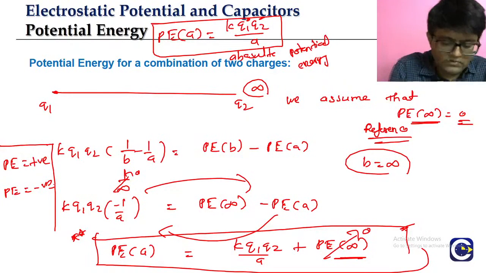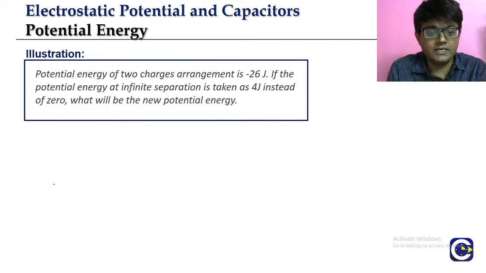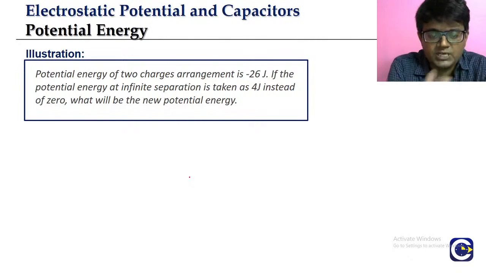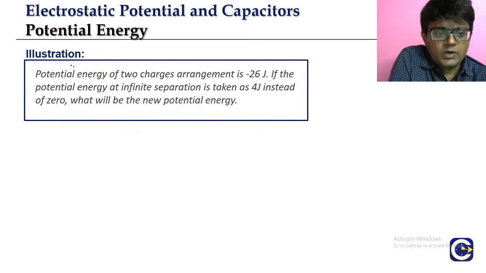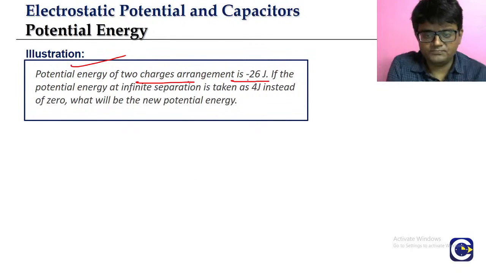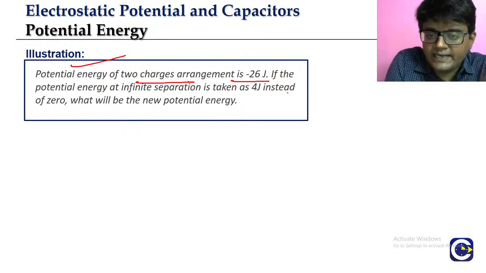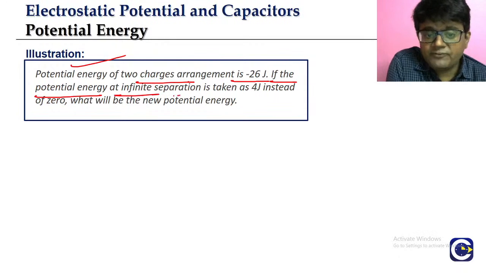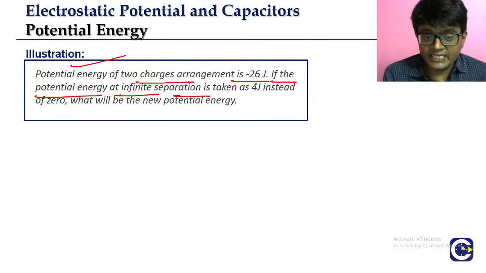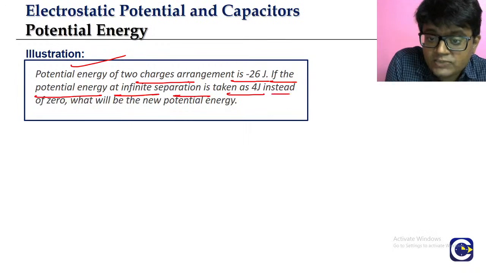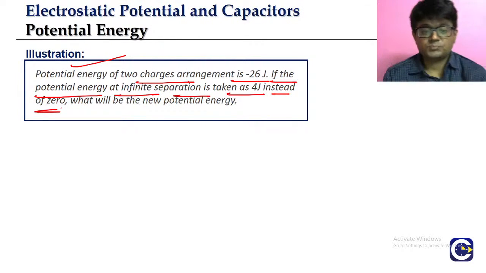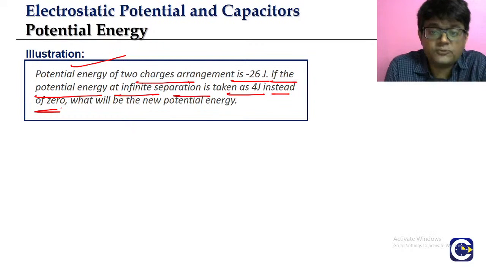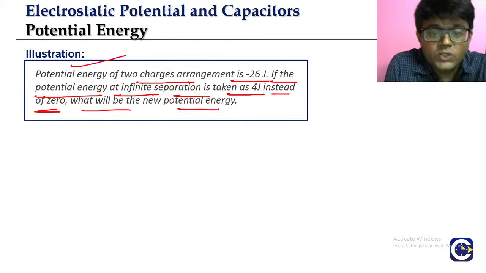Okay வா, now just look at this question. No, நான் சொன்ன தெரியுமா, அந்த reference change பண்ணா என்ன ஆகும், like when you change the reference, potential energy term is dependent upon the reference base பண்ணி தான் potential energy ஓட value வரும். இங்க பாருங்க, potential energy of two charges arrangement, இந்த ரெண்டு சார்ஜ் ஓட arrangement என்னது, minus 26 joules. Okay, if the potential energy at infinite separation is taken as 4 joules instead of 0, என்ன சொல்றாங்க, 0 க்கு பதிலா they are saying take it as 4 joules, what will be the new potential energy?